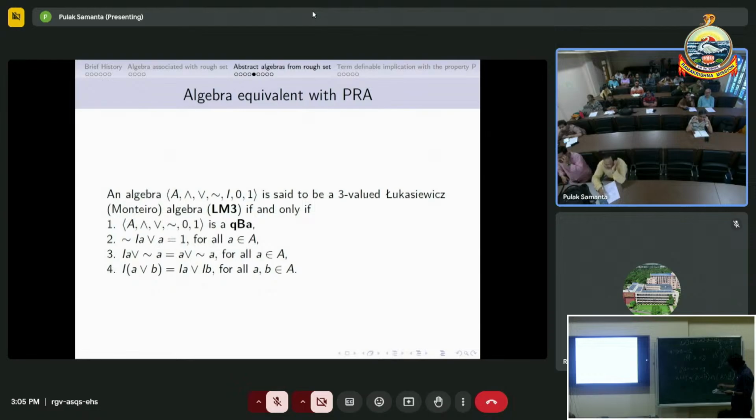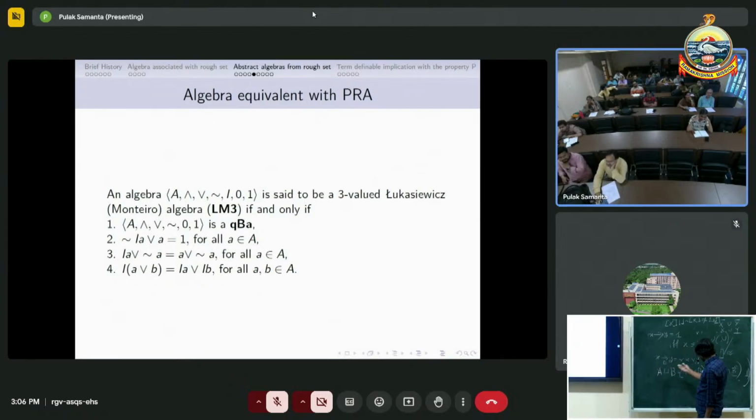This work is due to Lucia Iturrioz. In the same way, if instead of taking our binary operator we consider this one, then this is also a model of approximation space algebra, and the abstract algebra is nothing but the Łukasiewicz 3-valued algebra. This is due to Monteiro's equational version, which is why we use the name Monteiro instead of Moisil.